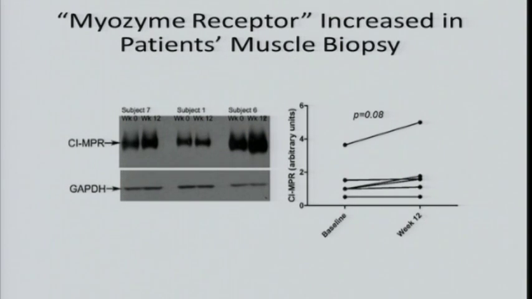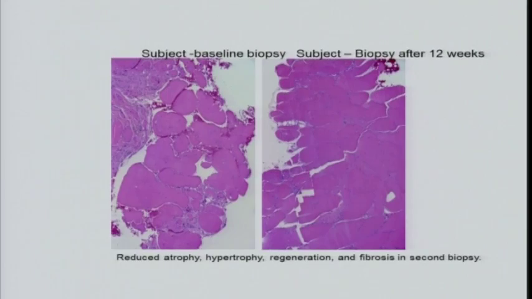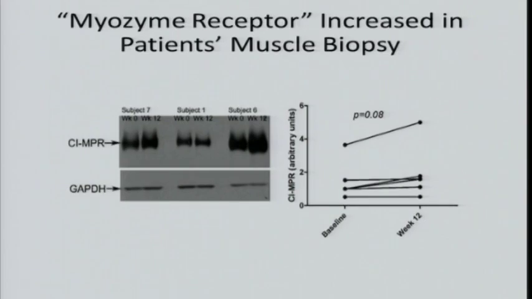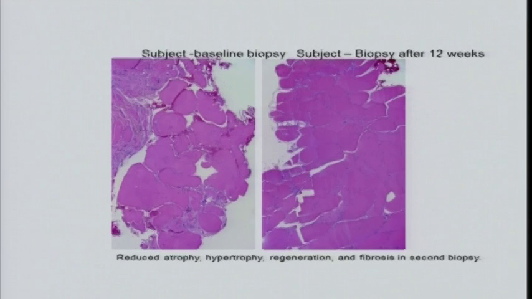And here is the proof of the pudding, so to say: this is the M6P receptor before and after. And you can see that there's increased receptor after the addition of the albuterol in these patients. And here is the before and after in terms of a muscle biopsy. But of course, I want to make it clear that this is just proof of concept, but the field keeps going on.